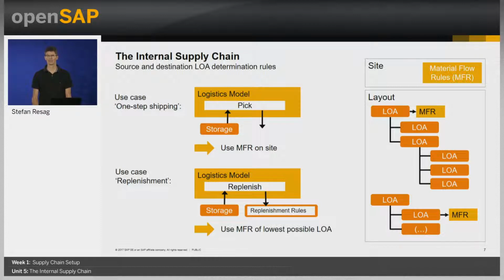Let us take a first example, a shipping process. In the one-step process, the goods will leave our warehouse after picking.